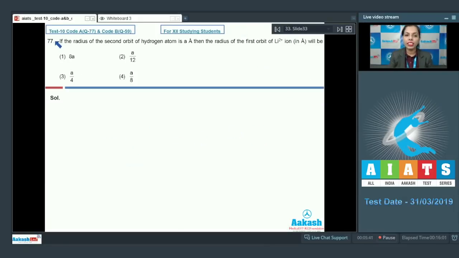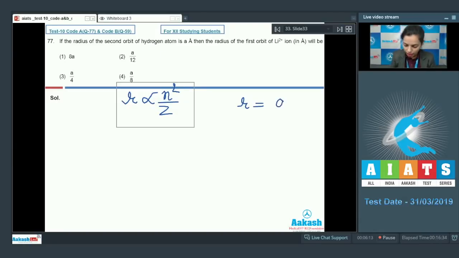After that, question number 77. If the radius of the second orbit of hydrogen atom is A angstrom, then the radius of the first orbit of lithium ion in angstrom will be. In this case, we should know that the radius of the Bohr orbit is directly proportional to n square by z. This is the main formula that we will follow here. The R value for the second orbit of hydrogen atom is given in the question, that is A angstrom.